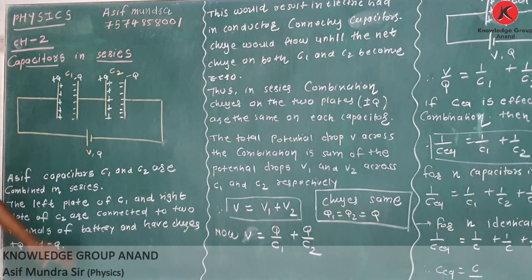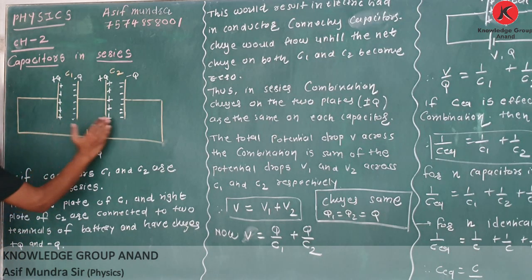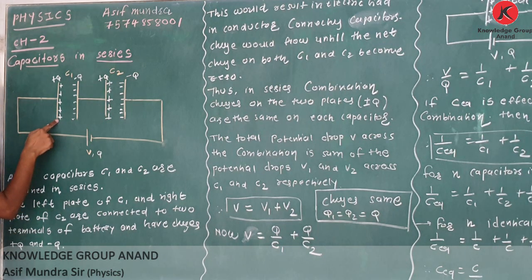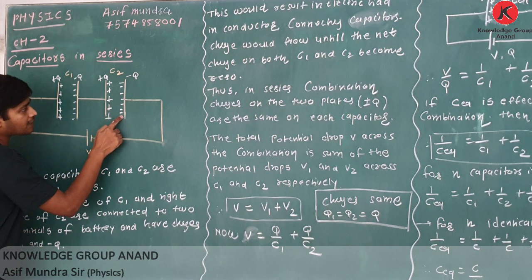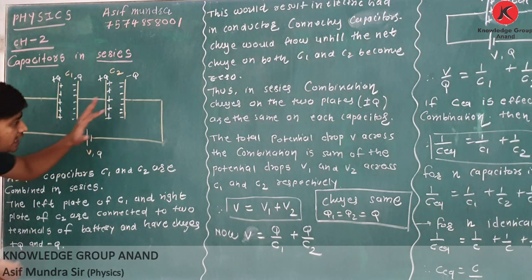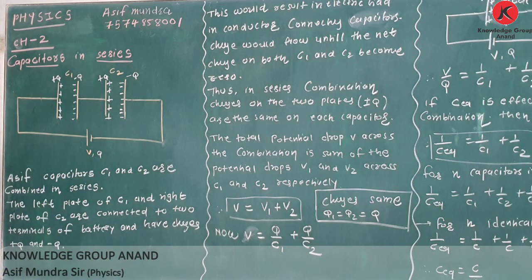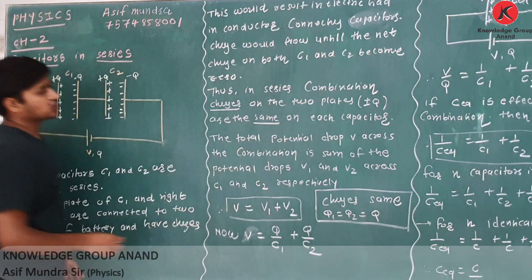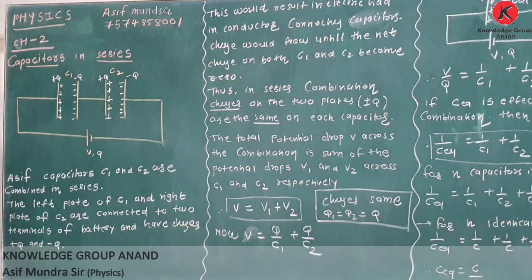So we can say in series connection, charges on the capacitors are the same. On this capacitor, what is the charge? Charge on a capacitor means charge on the positive plate. So on this capacitor the charge is Q, and on this capacitor the charge is Q, and that is supplied from this battery. So in series connection, the first thing you have to remember is that charges are the same on each capacitor.